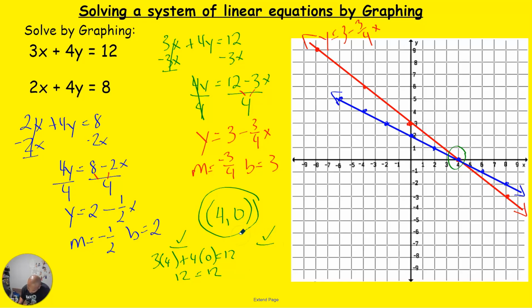Then we'll check the second one. We have 2 times 4 plus 4 times 0 equals 8. And as you can see, 2 times 4 is 8, and 8 plus 0 is equal to 8. We see that it makes both equations true. And that's how you do it, guys.